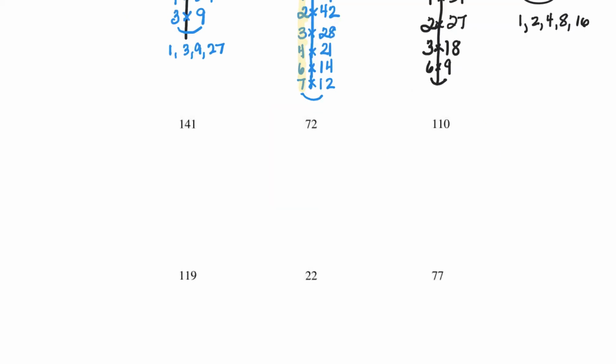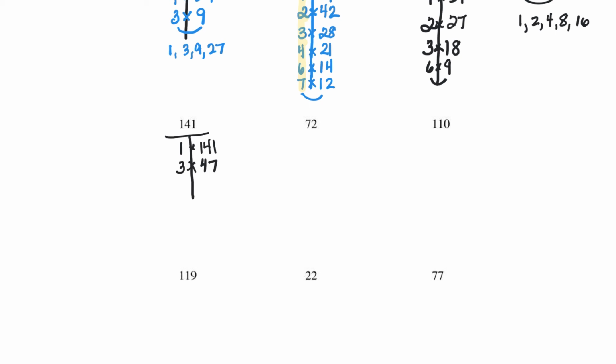Let's look at 141. Make your T chart. And we start 1 times 141. Now we go with 2. Can 2 go into that? Nope, because it's an odd number. Can 3 go into that? Well, I know the divisibility rule of 3 says the sum of the digits has to add up to a number that is divisible by 3. So if I go 1 plus 4 plus 1, that's 6. I know that 3 can go into it. And 3 times 47. Those are the factors of 141.